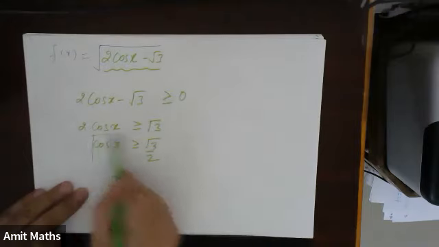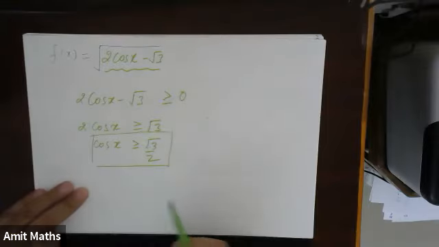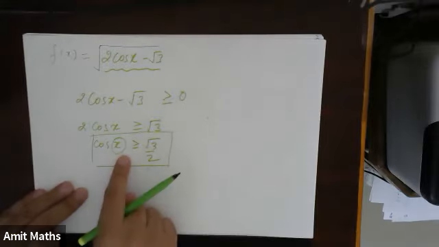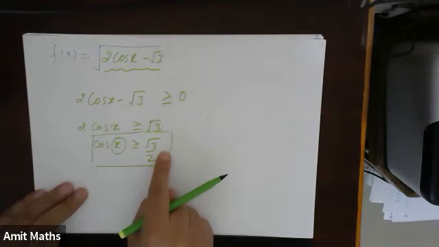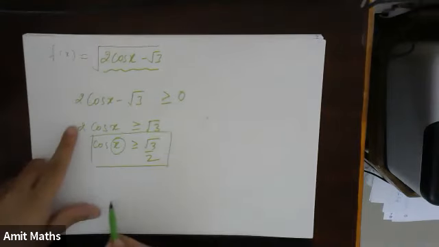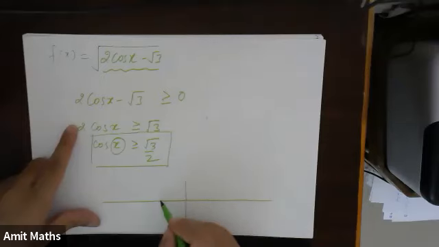Okay, so this will give you the domain, the values of x for which cos x is greater than or equal to root 3 by 2. Now if I draw the cos curve, it will be something like this.